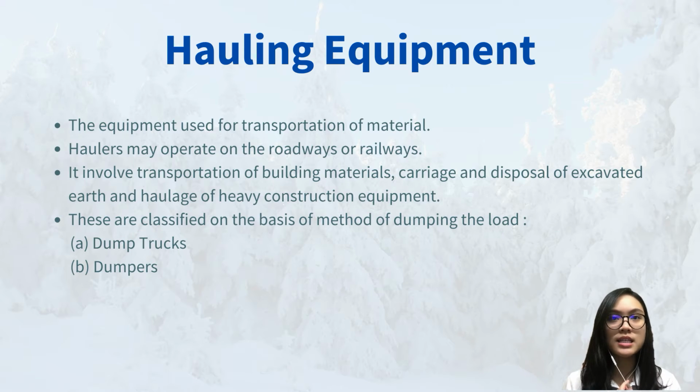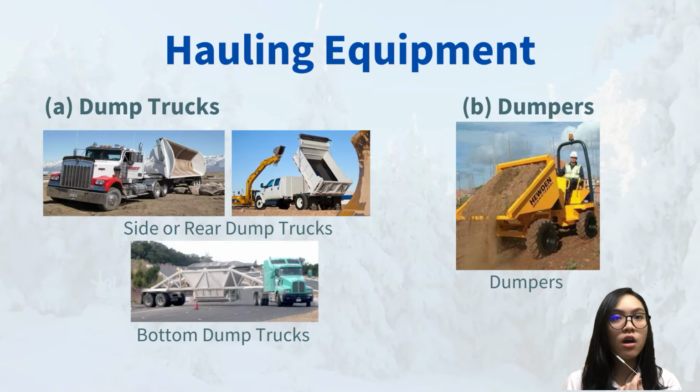Hauling equipment is the equipment used for transportation of material. Haulers may operate on the roadways or railways. There are two classifications on the basis of method of dumping the load, which are dump trucks and dumpers. Side or rear dump trucks are heavy-duty trucks which are suitable for use in hauling wet clays. Bottom dump trucks are similar to semi-trailers which are suitable to use in hauling hard clays. Dumpers are suitable for short hauls on rough roads.